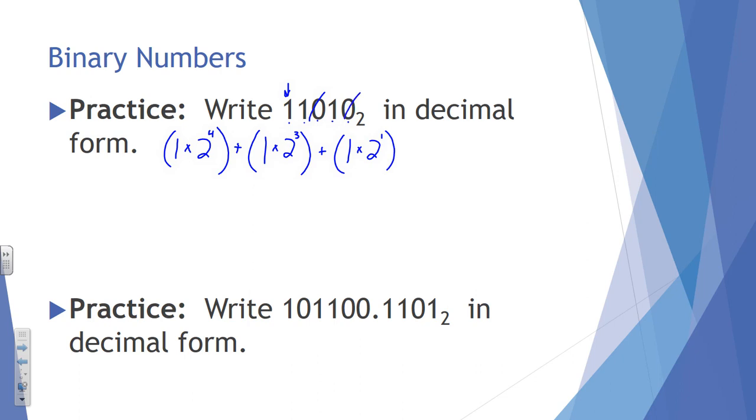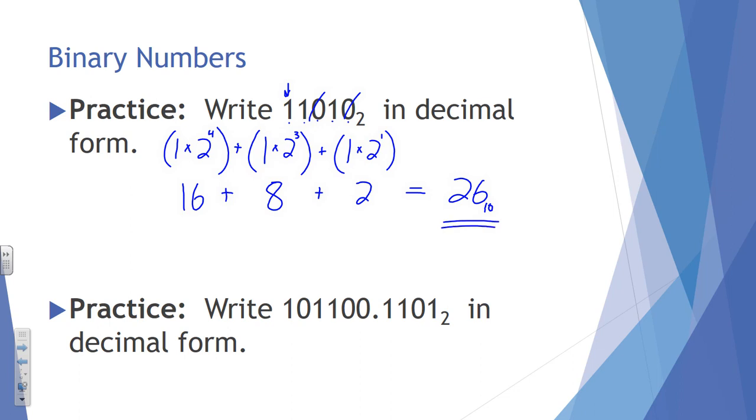And so this number is a 2 to the 4th power, 1 2 to the 3rd power, and 1 2 to the 1st power added together. 1 times 2 to the 4th is 16. 1 times 2 to the 3rd is 8. And 1 times 2 to the 1st is 2. And so if you add these numbers together, they have a total value of 26. And so this number is 26 base 10.